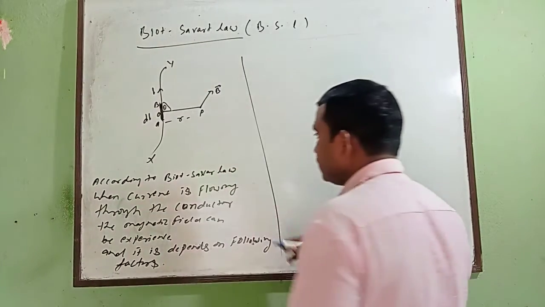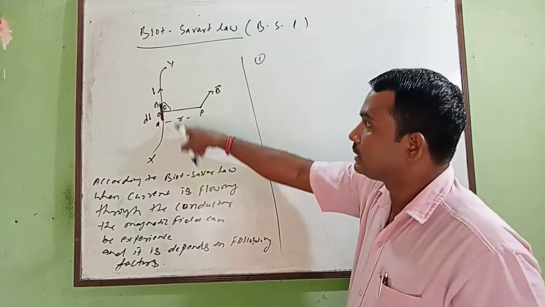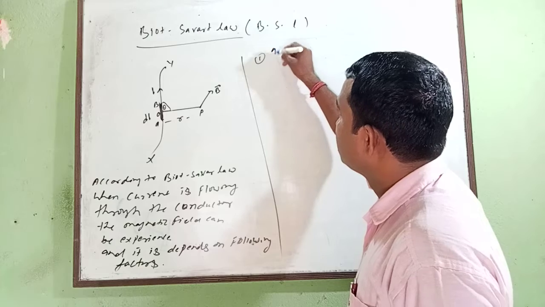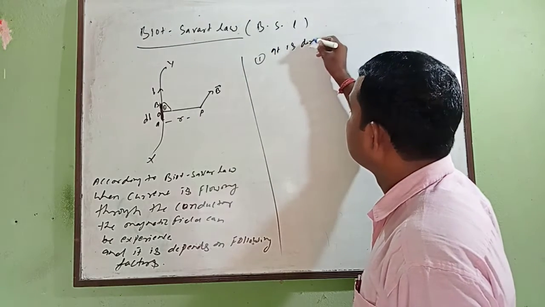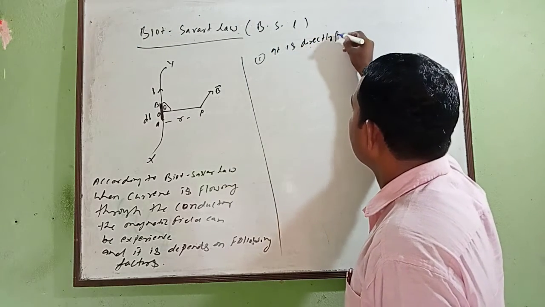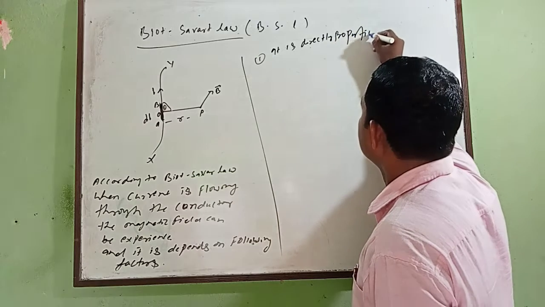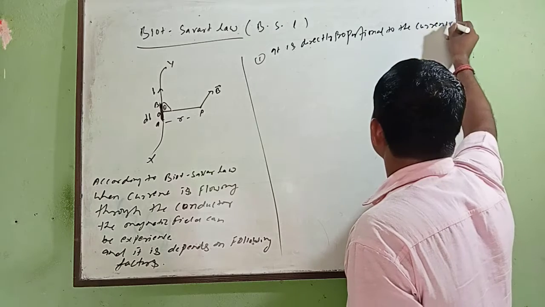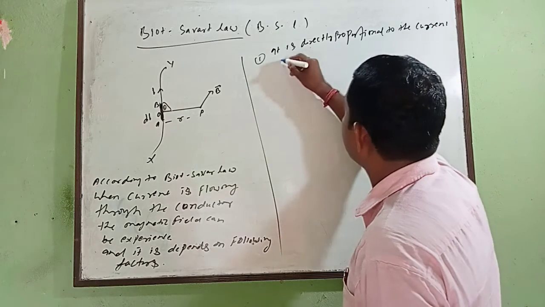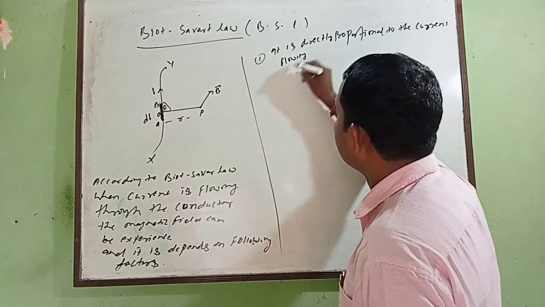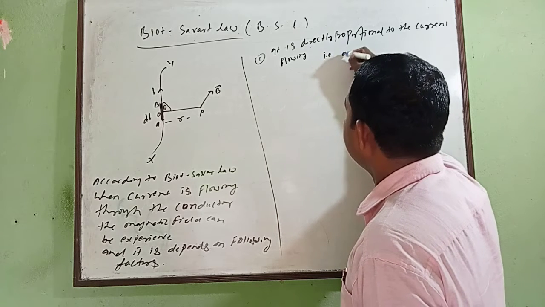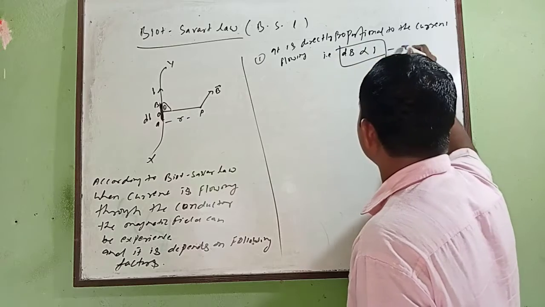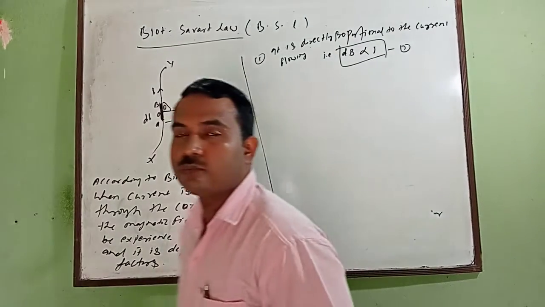Okay, the following factors. Just like you know, it is directly proportional to the current flowing. That means it is directly proportional to the current flowing. Yes, the current flowing. That is, you can write here dB is directly proportional to I. Can we write here? Okay, very good. So the first equation we got.